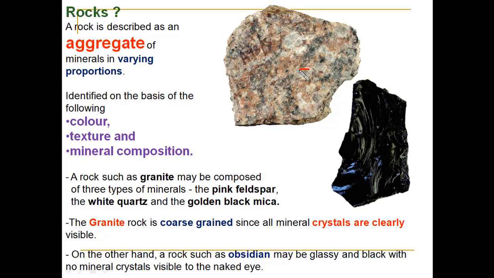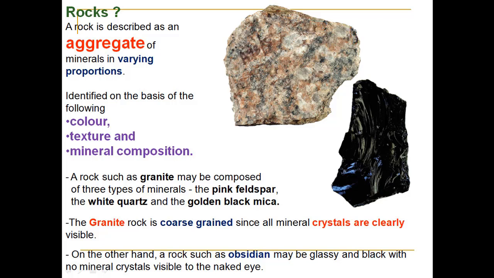The white part is primarily the quartz mineral, the tinge of pink color represents feldspar, and this black color and golden color represent mica. Now this granite rock has a combination of three minerals: quartz, feldspar and mica.